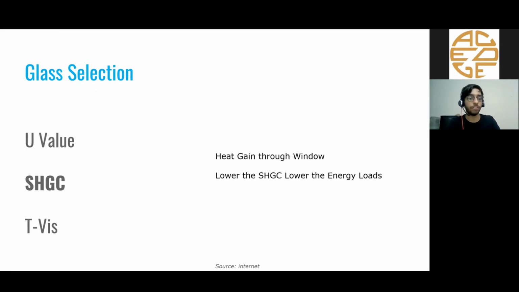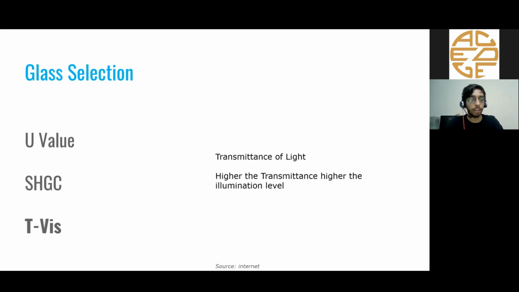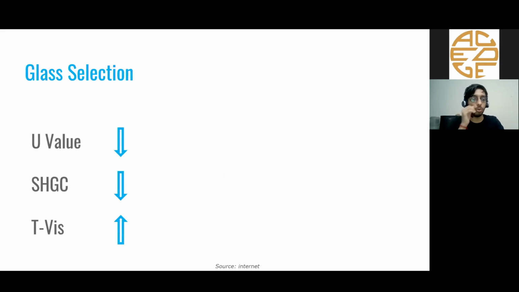Basically we have three ways heat transfers: radiation, convection, and conduction. U value takes care of the conduction, SHGC takes care of the radiation. And now we have VT, or the transmittance of the light. The higher the transmittance, the higher the illumination level. It talks about how much light energy would enter through the glass. So what we would want in our design is a lower U value, lower SHGC, but higher transmittance. But there is a problem with that.